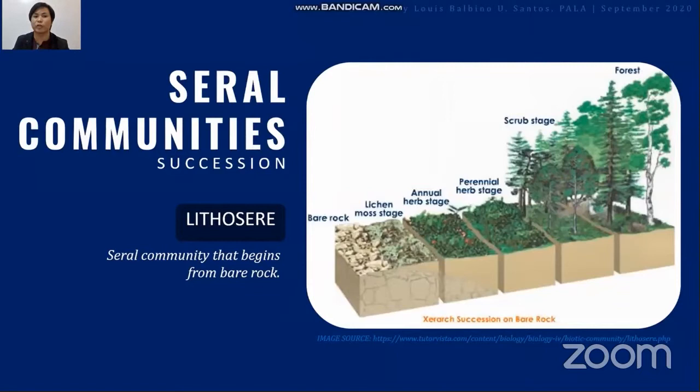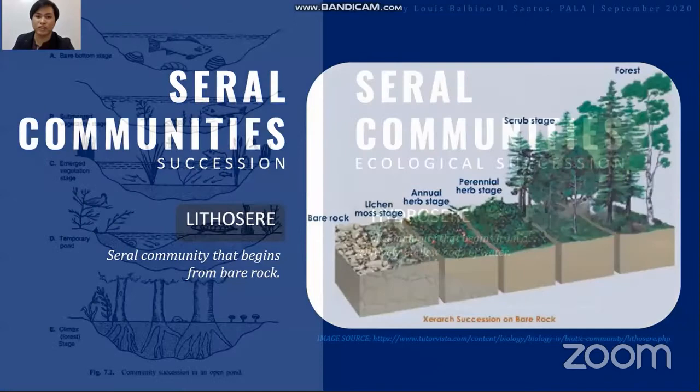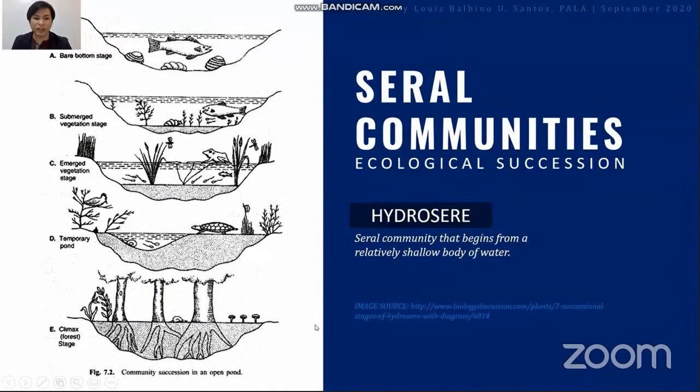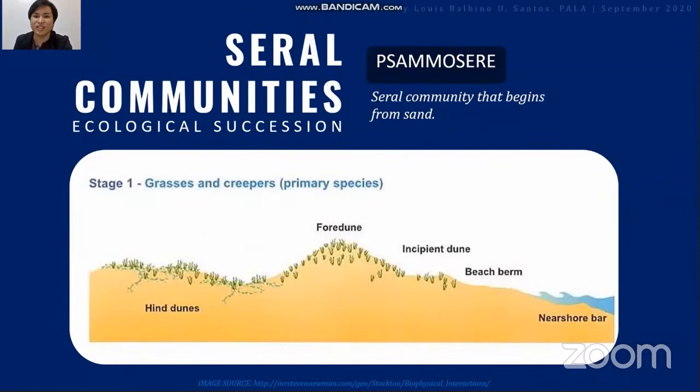It can be lithosere that begins from bare rocks, or it could be hydrosere. We're talking about ponds here. So as you can see, eventually this pond will receive lots of sediments. It'll become shallower until it becomes a wetland. And then eventually it becomes a forest. So that's the fate of lots of aquatic environments. And there's the samosere, which is unique because you can see each serial stage at the same time.